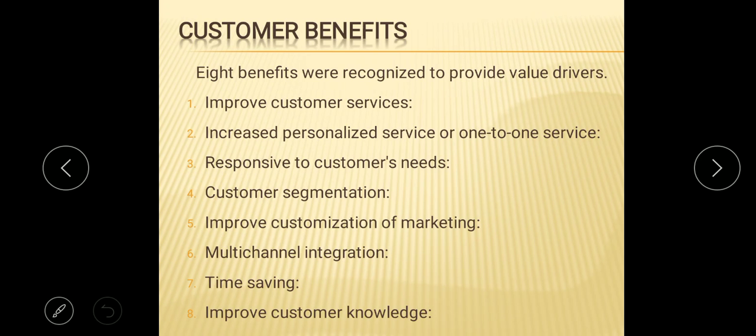Next, increased personalized service, or one-to-one service. Personalizing customer service allows companies to improve understanding and gain knowledge of the customer, and also to have better knowledge about their customers' preferences, requirements, and demands. The third one is responsiveness to customer needs. Customer situations and needs can be understood by firms focusing on customer needs and requirements.